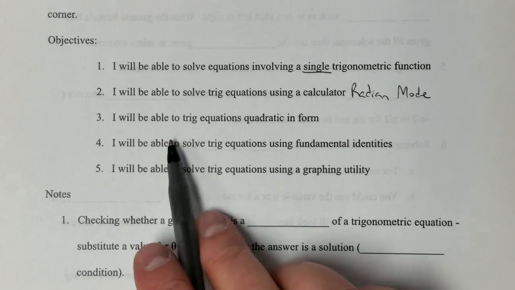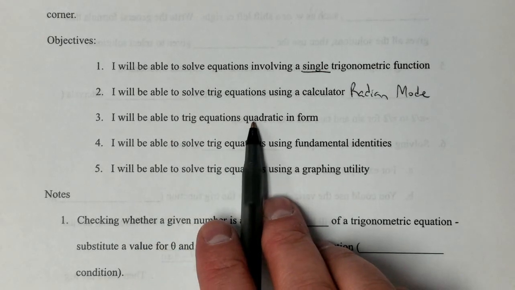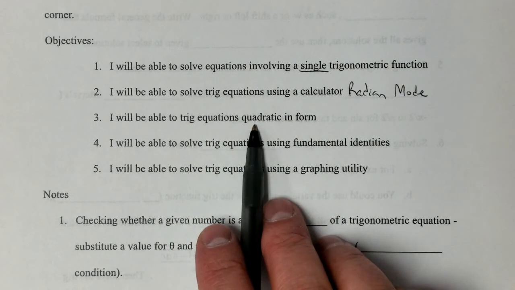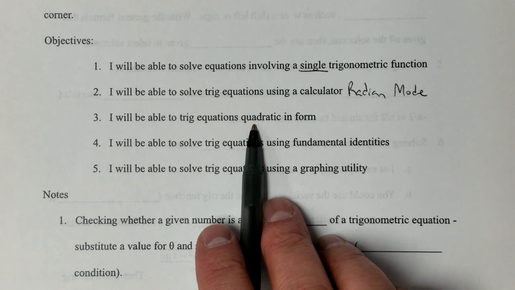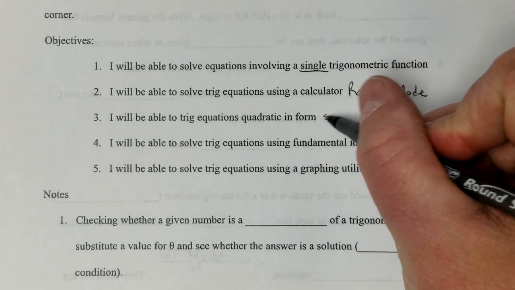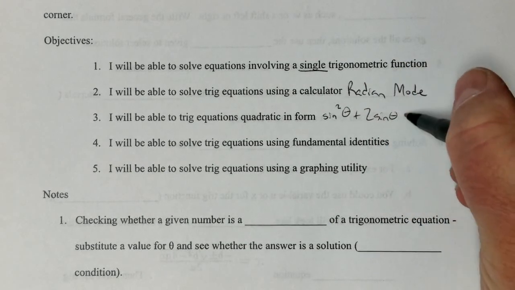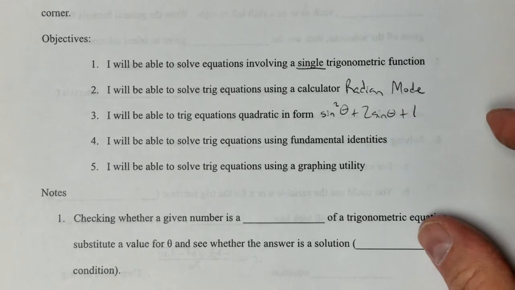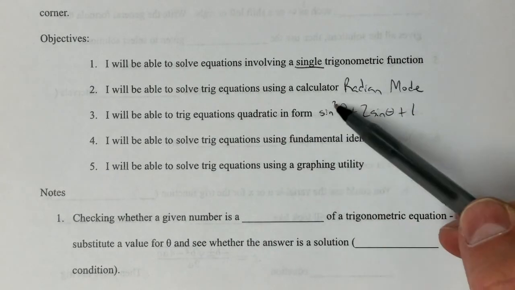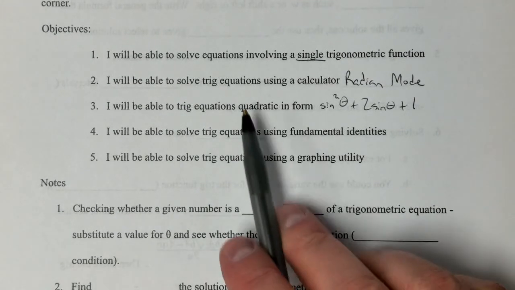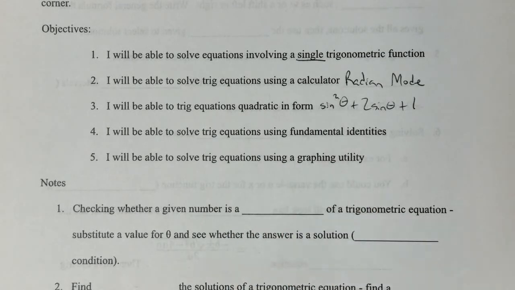Then be able to solve trig equations quadratic in form. So this sounds really weird because trig with quadratic doesn't seem to go together. But think of it as like sine squared theta plus 2 sine theta plus 1. That's an example of a quadratic because quadratic is for the second power. And so in a little bit you'll understand how we do that. But just think quadratic means it's a second power.